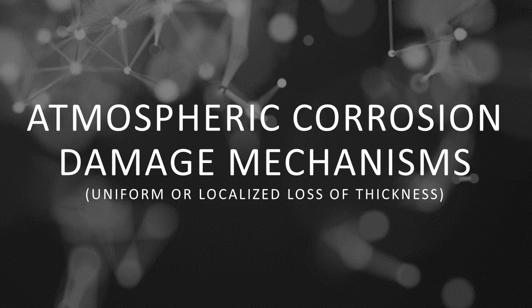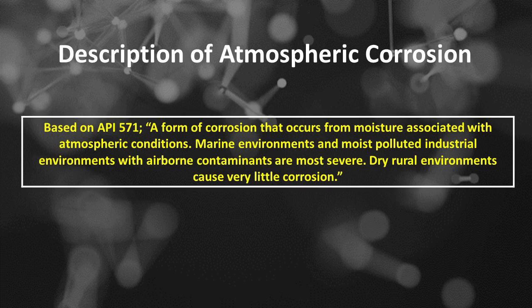Atmospheric corrosion damage mechanisms, part of uniform or localized loss of thickness. Description of atmospheric corrosion based on API 571. A form of corrosion that occurs from moisture associated with atmospheric conditions. Marine environments and moist polluted industrial environments with airborne contaminants are most severe. Dry rural environments cause very little corrosion.